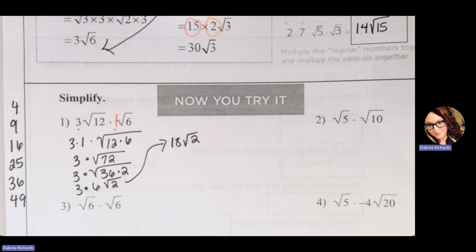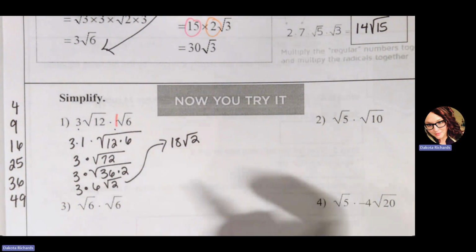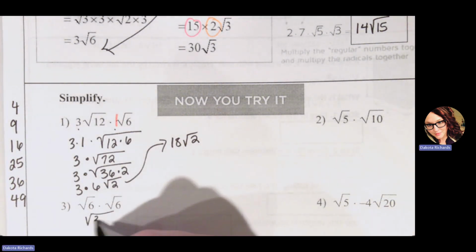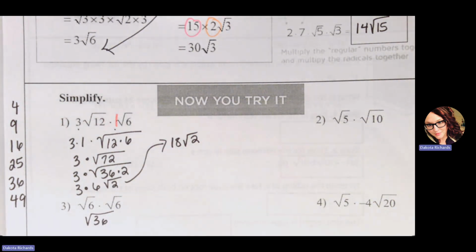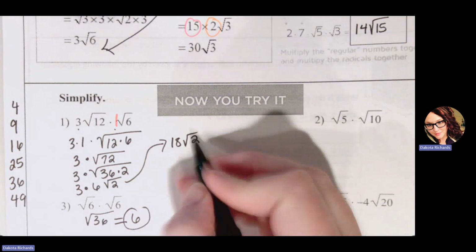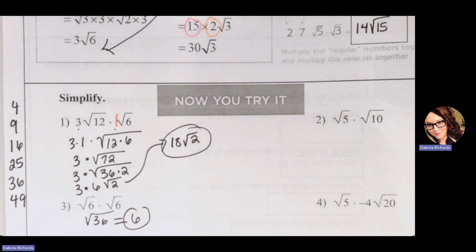On number 3, what happens here? Square root 6 times the square root of 6. Well, there's no coefficients here, so everything stays on the inside. So what is 6 times 6? That's 36. So you get square root 36. And what is the square root of 36? That's just 6. So on this side, you should have gotten 18 square root 2 and then 6.